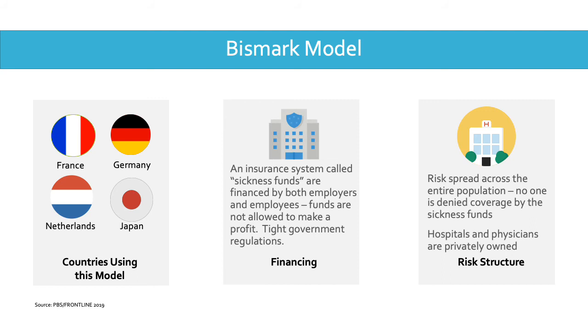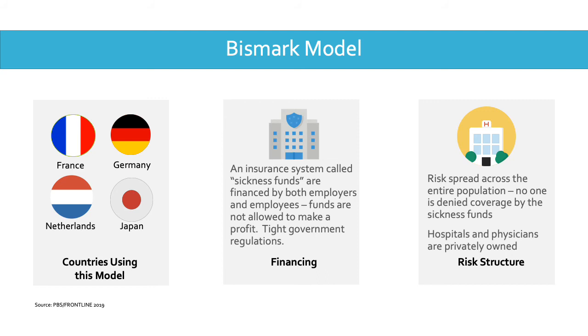The next type of system is the Bismarck system. The Bismarck model is used by France, Germany, the Netherlands, and Japan. This insurance system is a little bit of a hybrid between the federal government and private. It involves the government setting up what are called sickness funds, and then everybody pays into them. Employees pay into them, employers pay into them, and the government pays into them. So all three are paying into them.